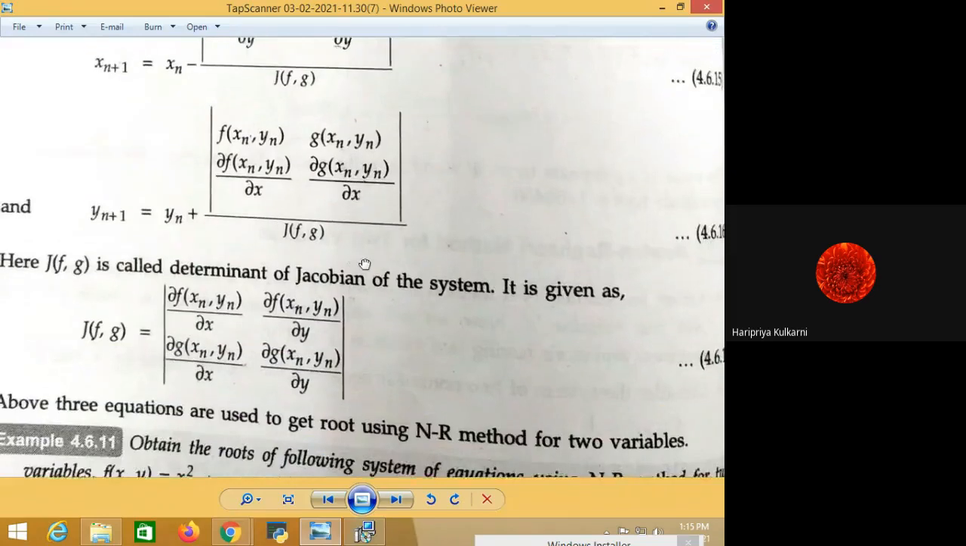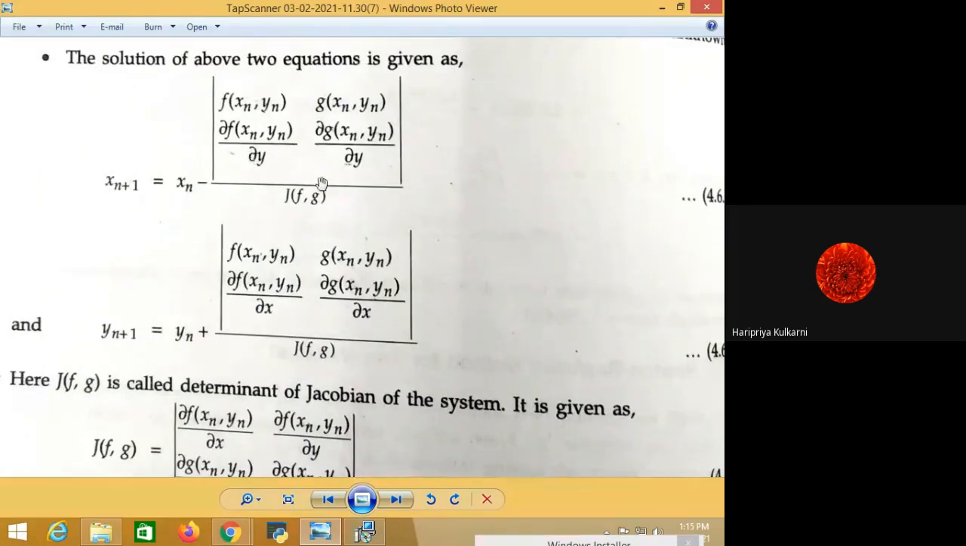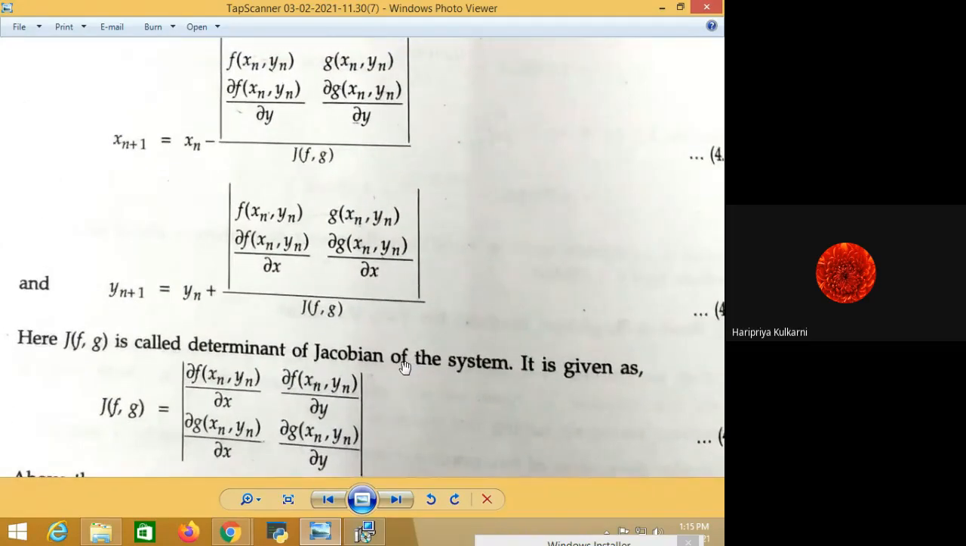And what is the Jacobian? The Jacobian is df upon dx, df upon dy, dg upon dx, dg upon dy. That is the Jacobian. So we'll find out these matrices. If we substitute the values, we can get xn plus 1, yn plus 1 as the next roots. Okay, so here we have completed the derivation.